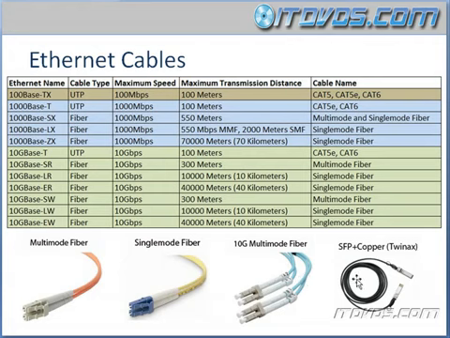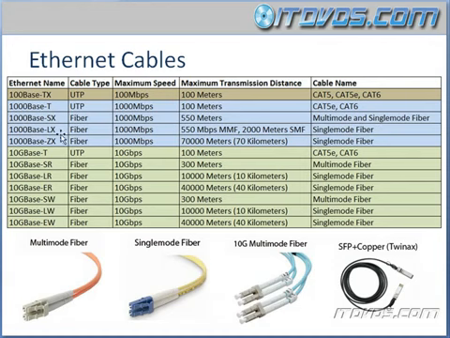Also, I just wanted to throw this in, this SFP plus copper twinax. You can see what it looks like. This is a lot of times used on the Cisco Nexus switches. Now it's not going to be part of the test, but I just wanted to throw it in. So 1000 base SX fiber can go 1000 megabits per second, and it can go up to 550 meters. And this can be multi-mode or single mode fiber. So it could be our multi-mode or single mode.